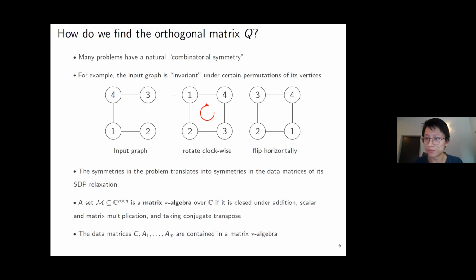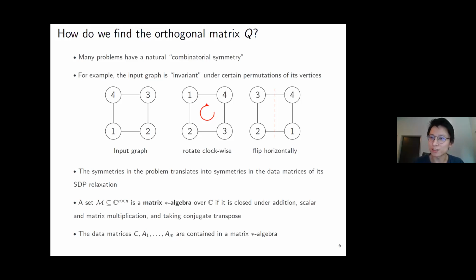Symmetry reduction brings a big PSD matrix into smaller PSD matrices by finding a unitary transformation Q. So the next important question is, where is this unitary transformation? Can you always find this unitary transformation? Is it difficult to find this unitary transformation? Let's answer this question now.